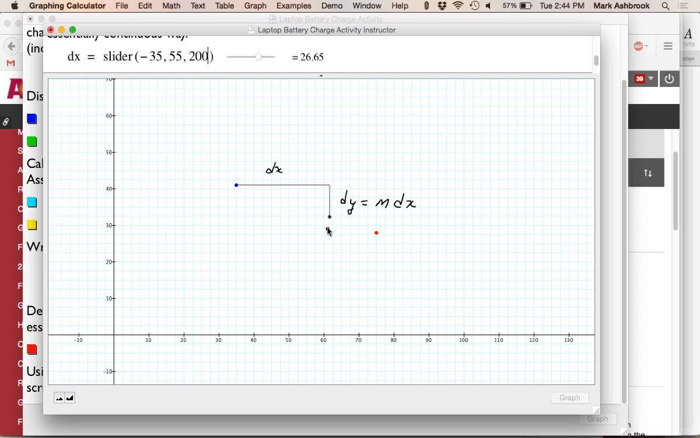Okay? And then here, what's the x-coordinate of our arbitrary final point? What would the x-coordinate be? So how are we going to get that?